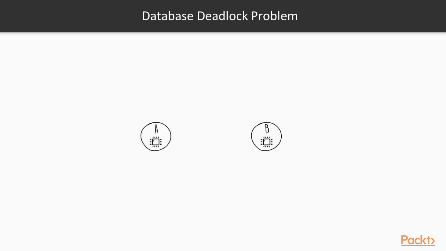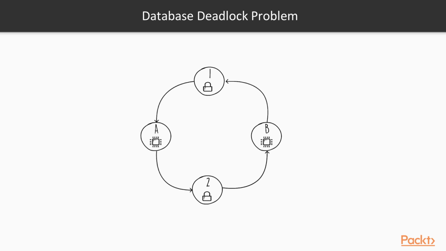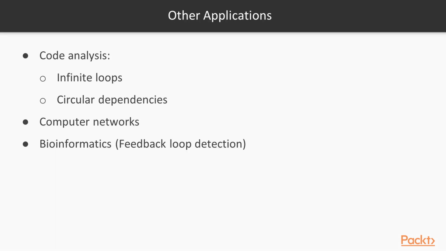A simple deadlock can occur when you have two processes A and B, and two exclusive resources. Each of the processes holds a lock on one resource, and requests access to the other, resulting in a deadlock. Again, in this scenario, the operating system or database server can model the system using graphs and monitor for possible cycles. There are many other applications for cycle detection.